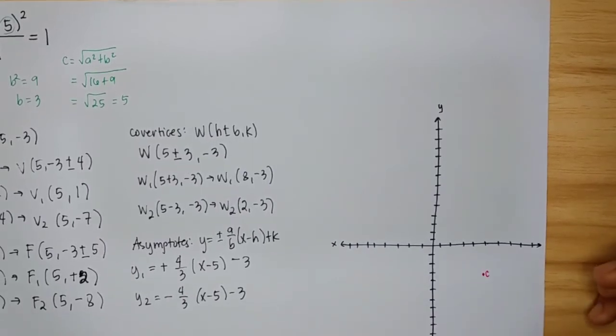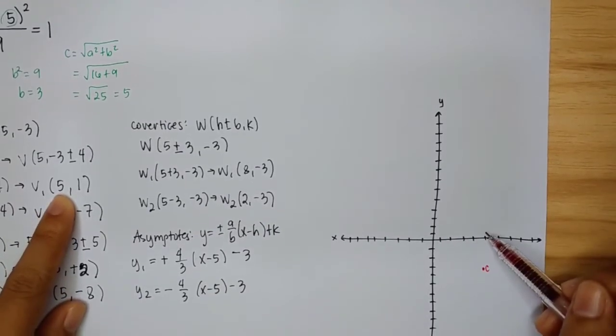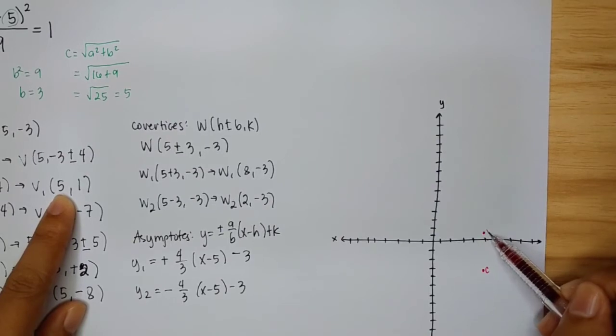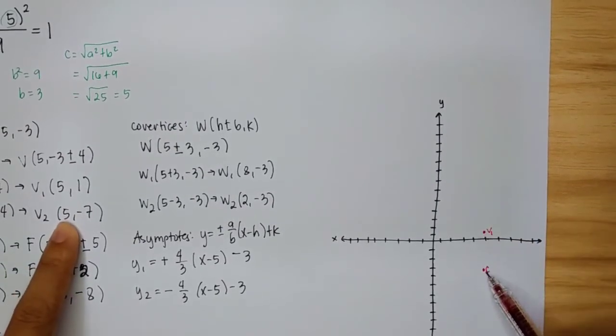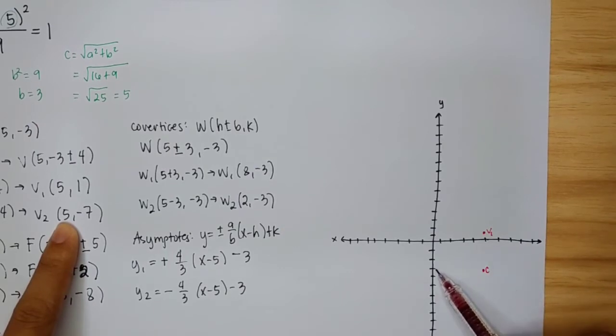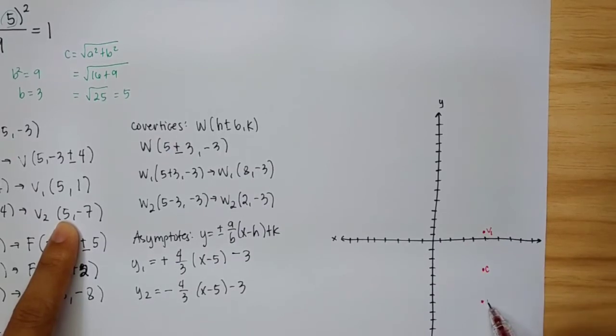Then, we have our vertices. V1 is 5, 1. So, 5. Then, 1. This is our V1. And V2 natin is 5 and negative 7. So, 5. Negative 7 is negative 3, negative 4, negative 5, 6, 7. So, this is our V2.